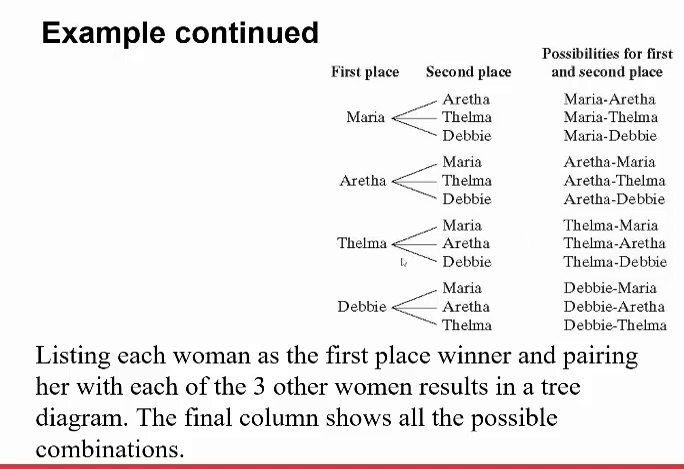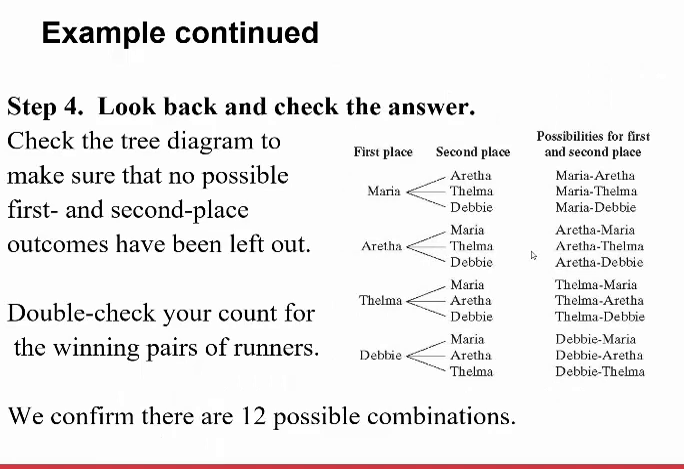Thelma then Maria, Thelma then Aretha, and then Thelma then Debbie. You can see the outcomes listed. Debbie then Maria, Debbie then Aretha, Debbie then Thelma. So here it looks like there are 3, 6, 9, 12 possible different combinations.